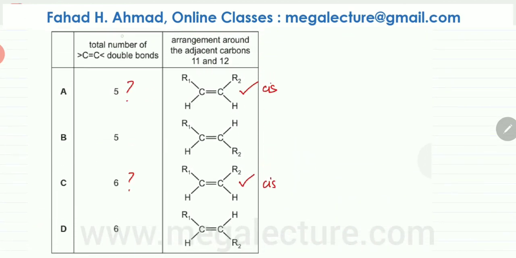The total number of carbon double bond carbons in the structure is going to be 5. Hence, option A is going to be the correct option for this question.